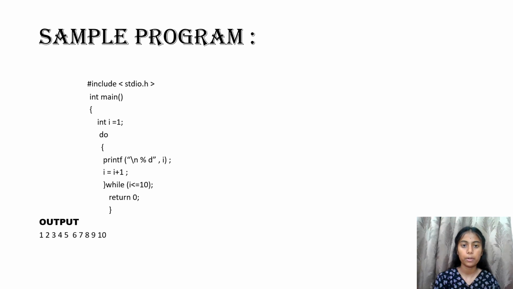Now we will see a sample program, how to write a program using do while. First the header file, next initialization, that is int i = 1, next is do, then printing the statement with printf, then increment i = i + 1, next the while condition. The condition is i <= 10. So we will get output printing the numbers 1 to 10 because we have given the condition as i <= 10. This is all about the do while loop.